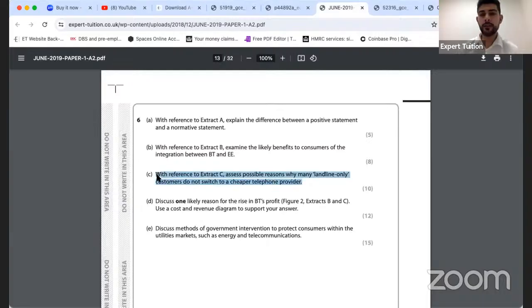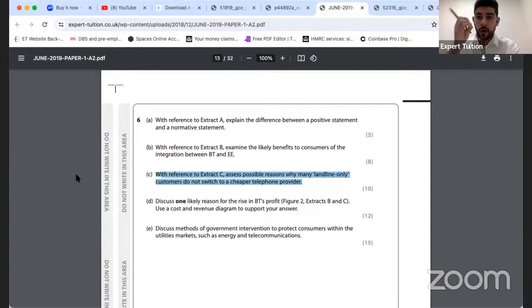With reference to extract C, assess possible reasons why many landline-only customers do not switch to a cheaper telephone provider. What is this? It is literally the exact same question. This was slightly harder because they didn't explicitly tell you, by the way, that it was information gaps and irrational behavior. It's the same answer though.